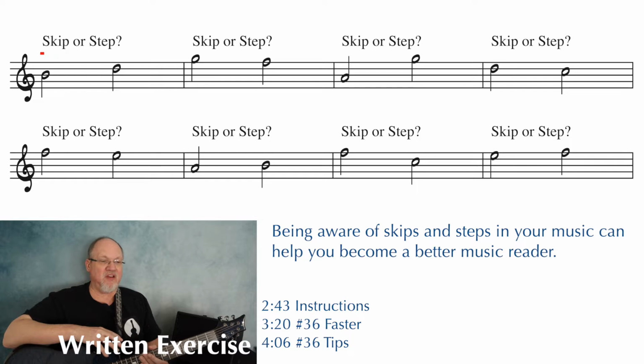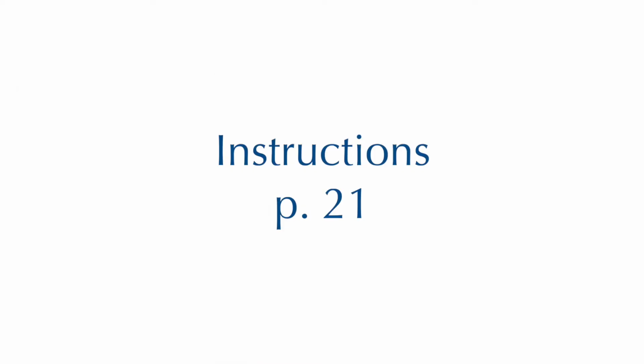That would be a skip. Second measure, skip or step, that would be a step because we have one note in a space, that G is technically considered a space note, and then the next note is the line right below that. Measure 3, that's a big old skip. Measure 4, that would be a step. Measure 5, also a step. Measure 6, also a step. Measure 7, that would be a skip. And then the last measure, measure 8, that will be a step.